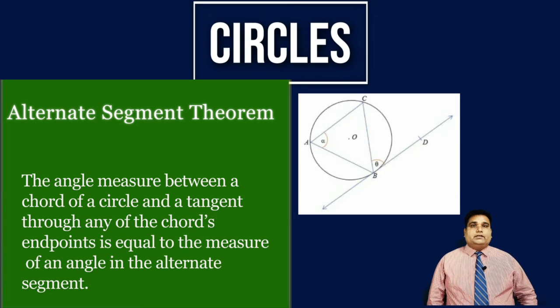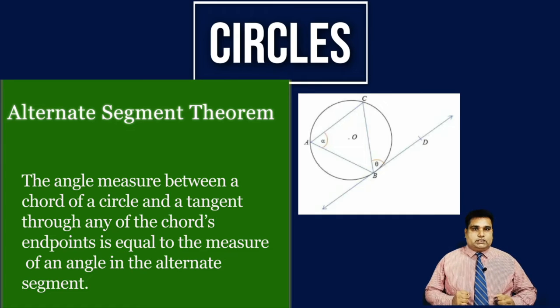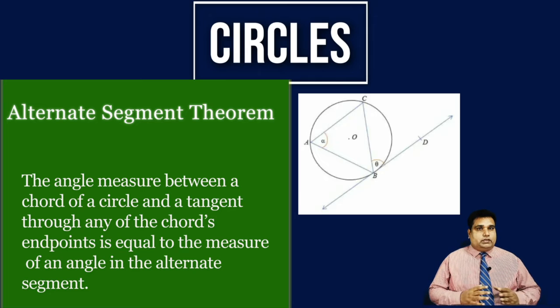Again, what does the alternate segment theorem say? The angle measured between a chord of a circle and a tangent through any of the chord's endpoints is equal to the measure of an angle in the alternate segment. Here the chord CB and the tangent BD form an angle, and that angle will be equal to the angle in the alternate segment. So angle alpha is equal to angle theta in this diagram. This theorem is also known, as we have discussed, as the tangent chord theorem.